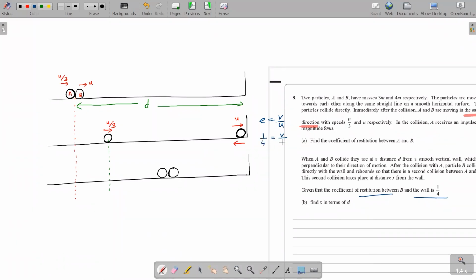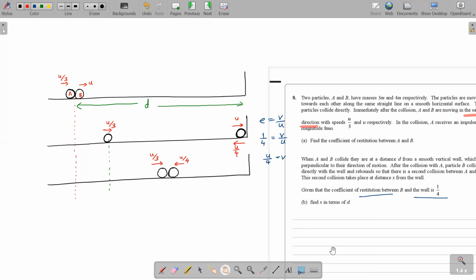V is the final speed, the speed after the impact. U is the initial speed, before the impact. Before impact speed is also U, which gives me what? The after impact speed is U over 4. Do you agree? So after impact, B moves with speed U over 4, while A continues with speed U over 3. Does that make sense?